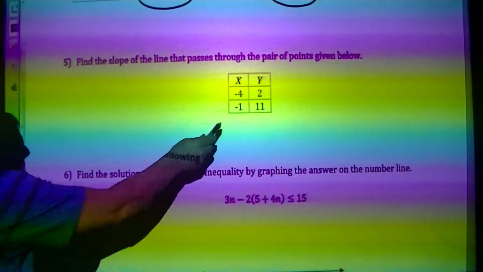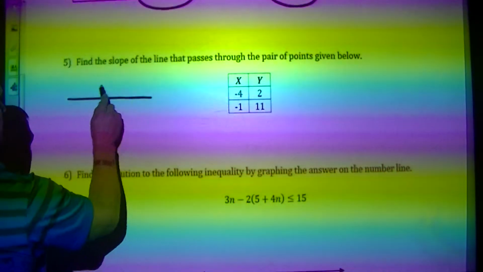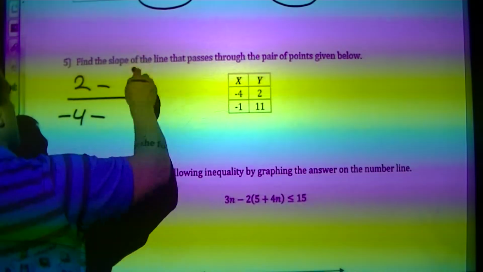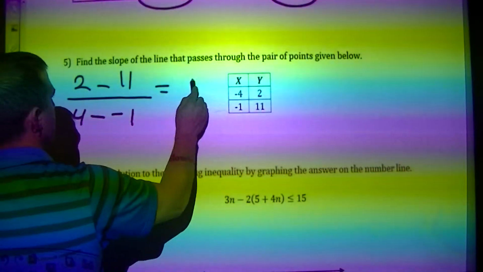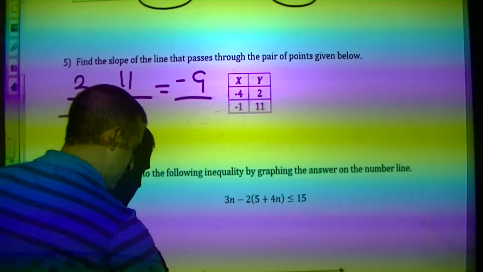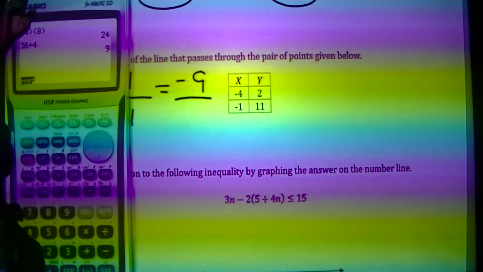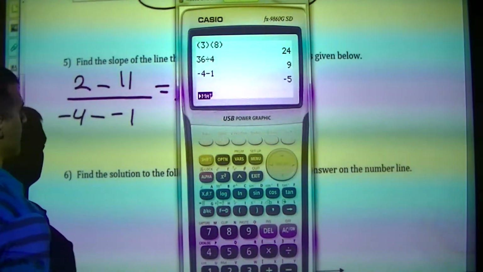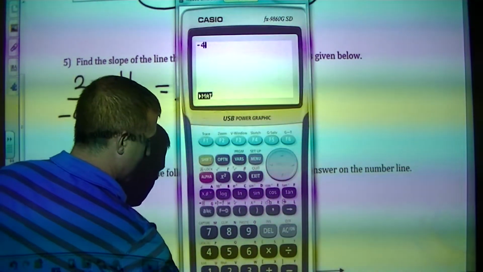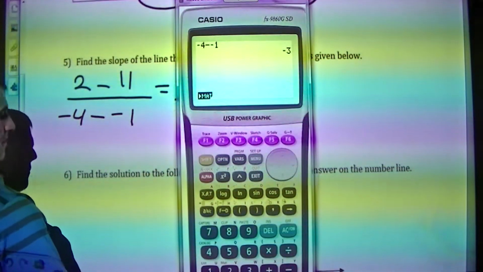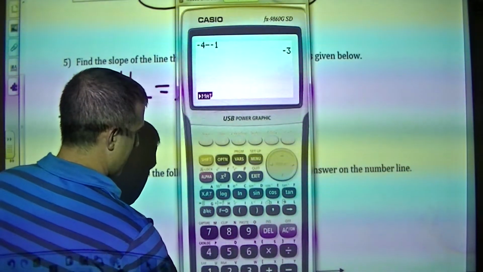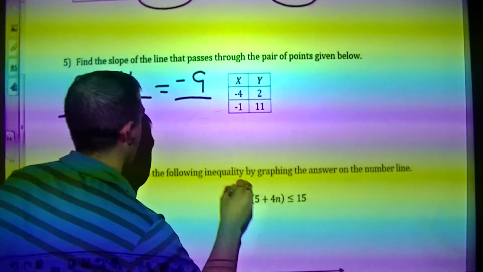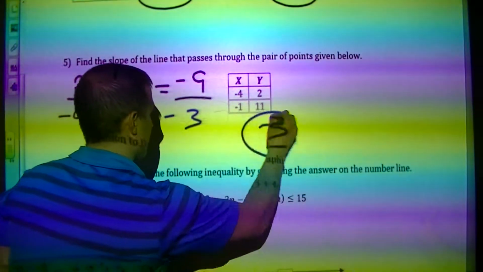Find the slope that passes through. So that's minus a minus, turn the wheel. That's going to be negative 9, and if you subtract those, that's going to be negative 4 minus negative 1, which is negative 3. And so negative 9 divided by negative 3 is going to be positive 3. So that's going to be positive 3 is my answer.